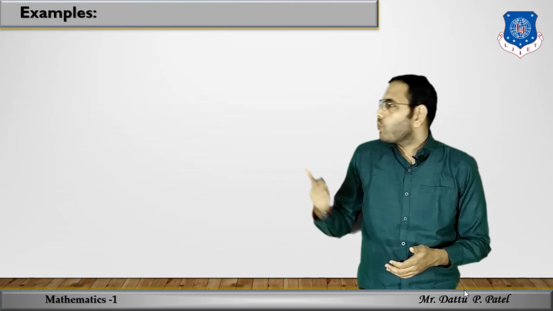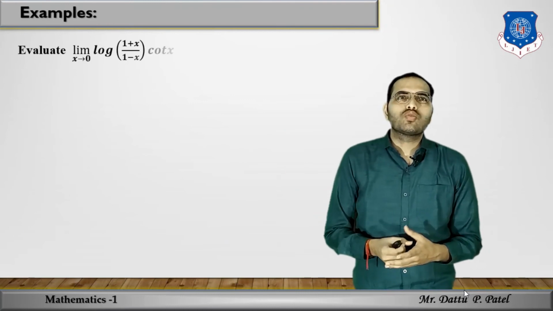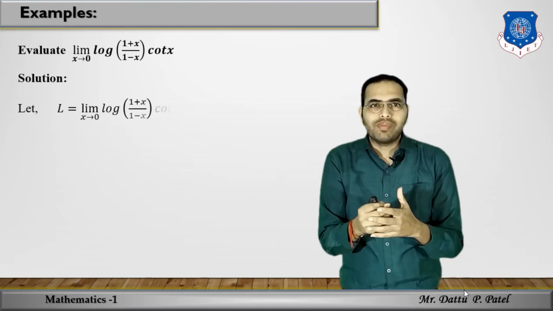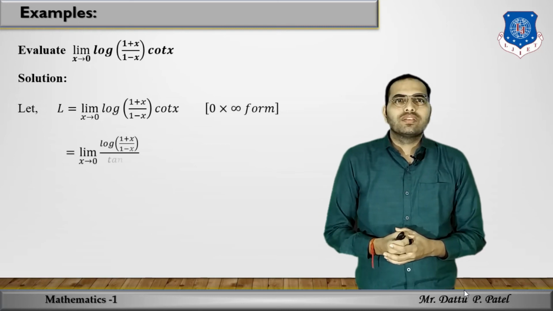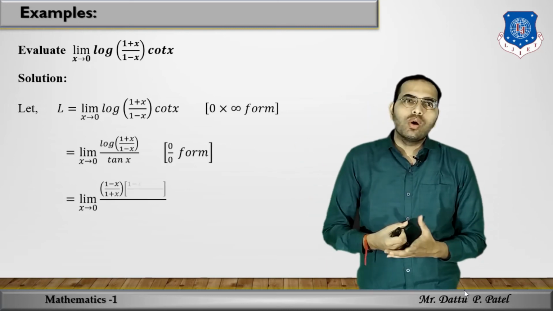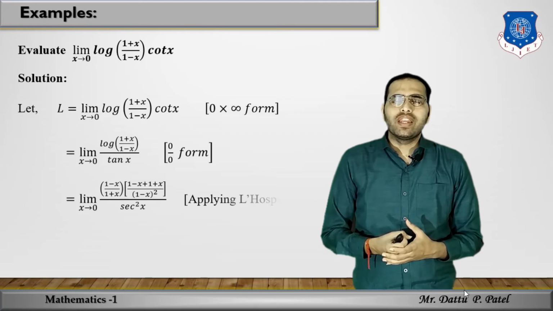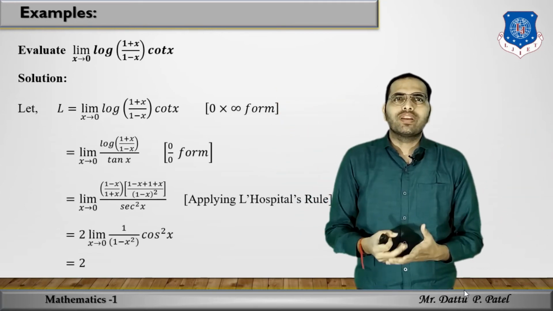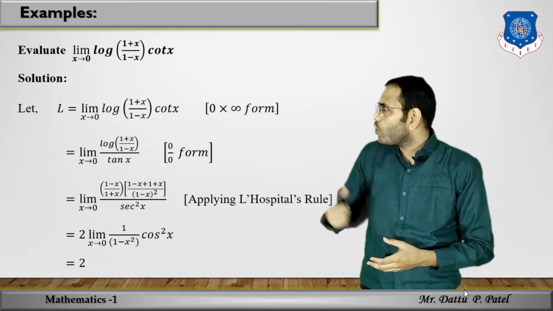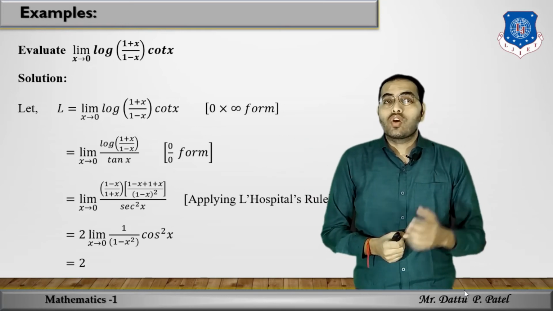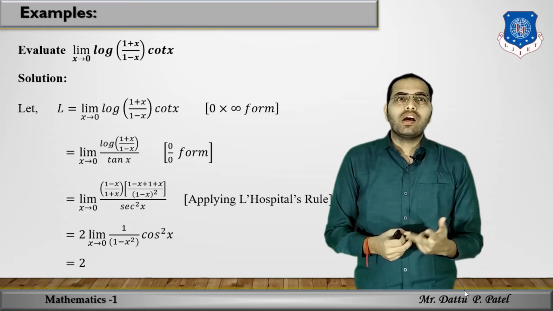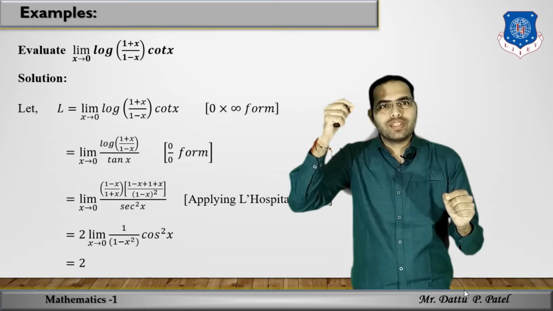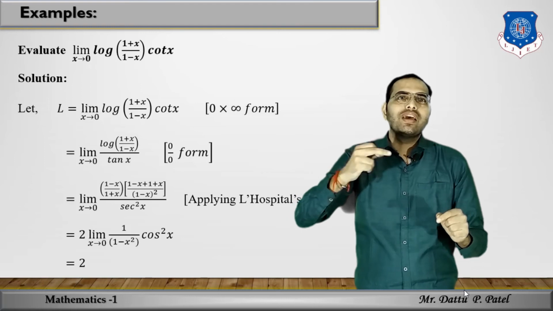Now let's see one more example. Limit x tends to 0 of log of (1 plus x upon 1 minus x) into cot x, which is in the 0 into infinity form. Then convert to the 0 by 0 or infinity by infinity form for simplification. Here we can write cot x equal to 1 upon tan x. Then our term becomes log of (1 plus x upon 1 minus x) divided by tan x.